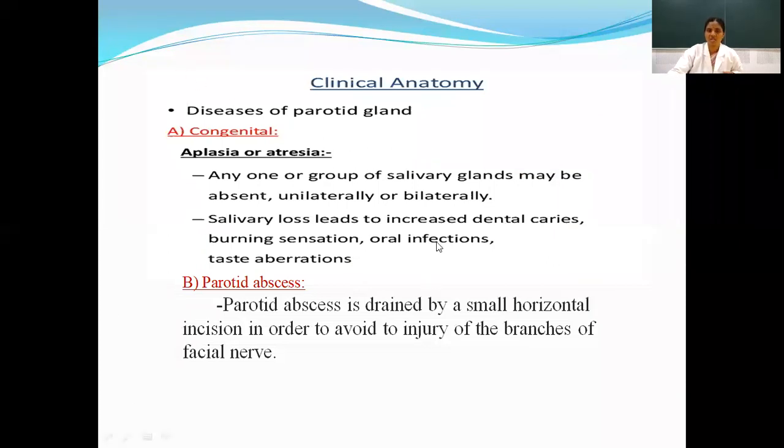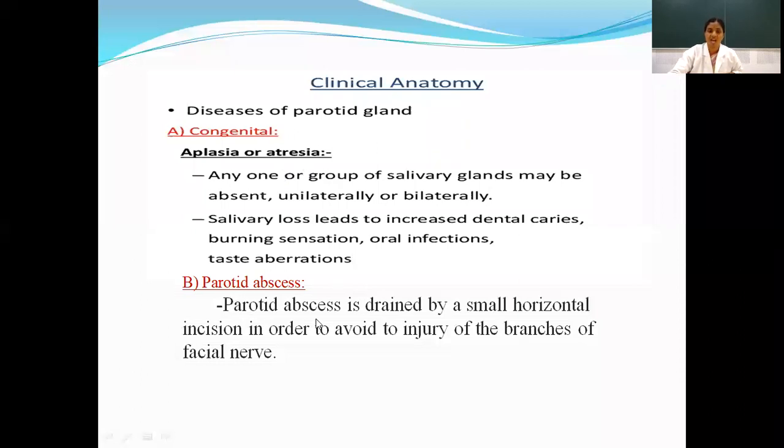Coming to some important clinical aspects of the parotid gland. Sometimes there is a complete absence of these salivary glands. Absence of salivary glands means there is no saliva, so there is dryness of the mouth. It leads to dental caries, burning sensation, and oral infection. These are the complications. This condition is called aplasia or atresia.